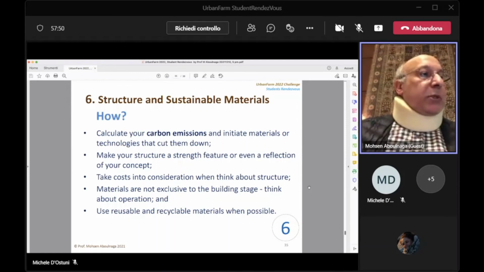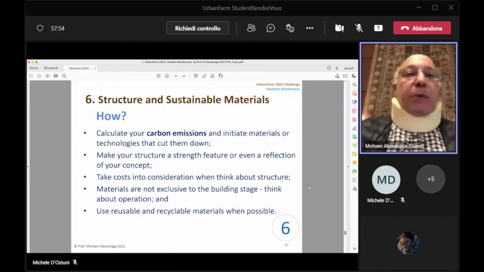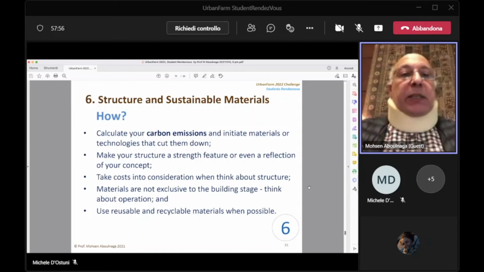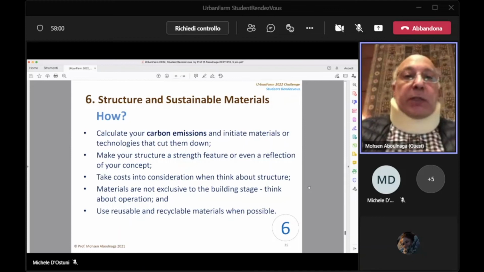Material is not exclusive to the building stage. Think about the operation as well. And finally, use reusable and recyclable material when possible. That's an added value, because most of the projects that won the competition in the previous 3 years highlighted the reusable material and recyclable material.